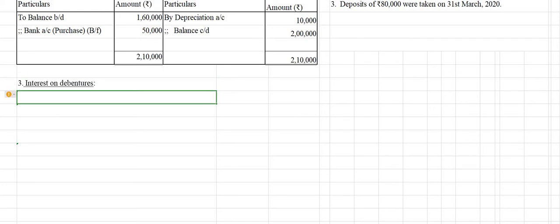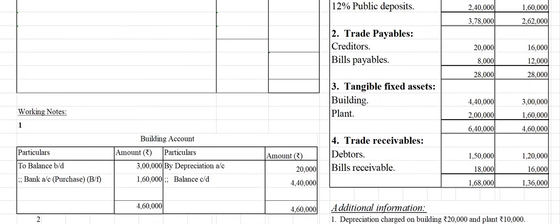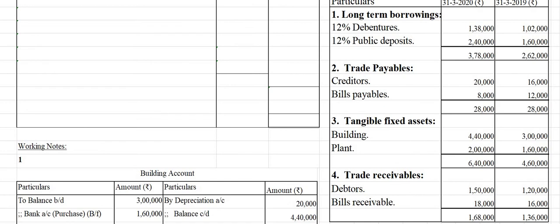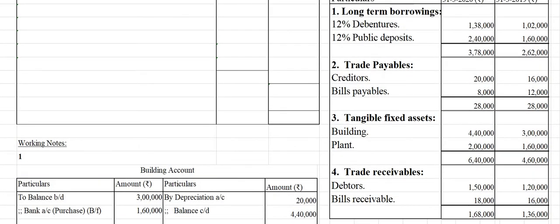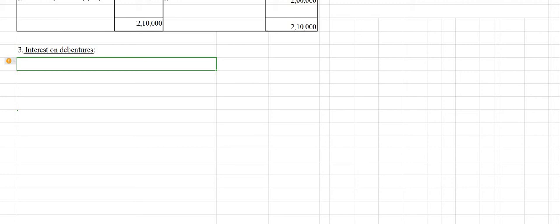interest on debentures. See, debentures of rupees 36,000 were issued on 1st October 2019. 1st October means October to March, October to next March. That means 6 months are there. So opening balance 1,02,000. Let us take that one first. 12% interest on 1,02,000 for 12 months. That was there full year, isn't it?